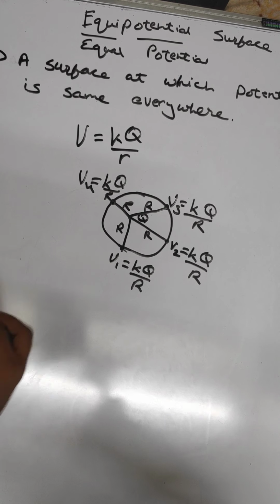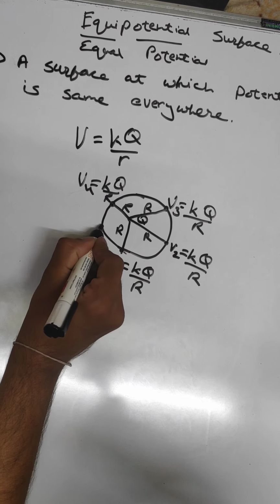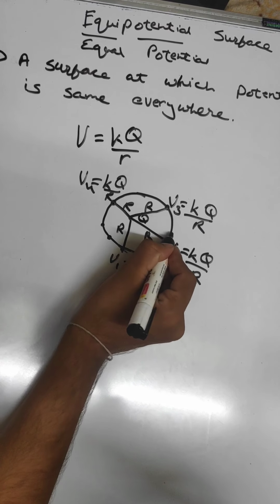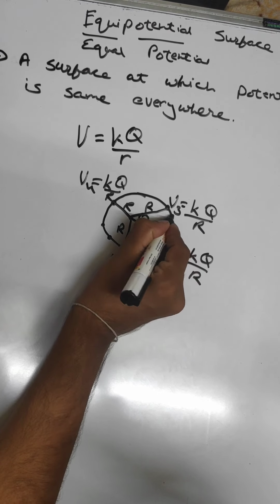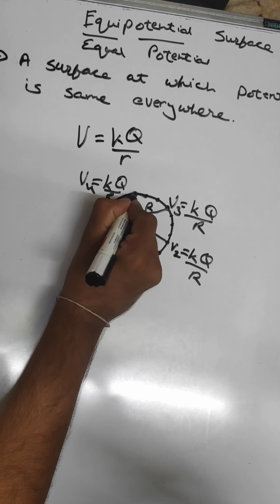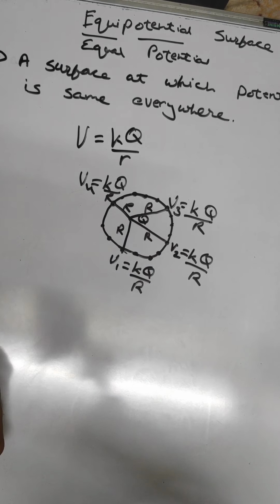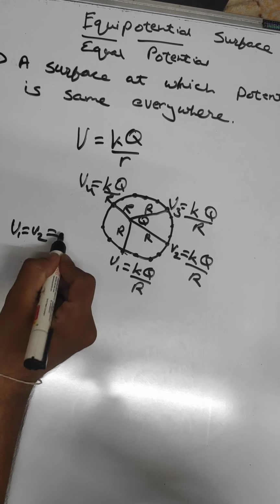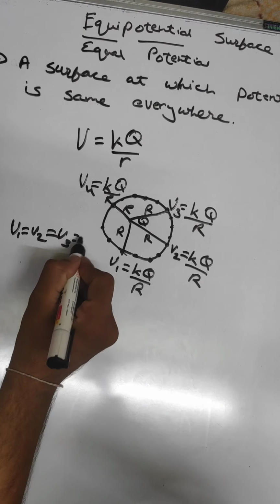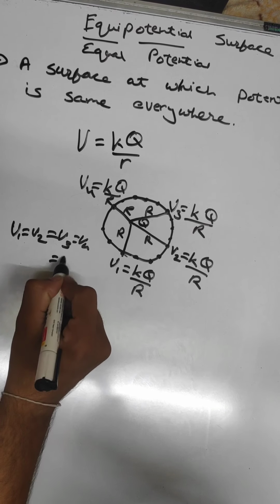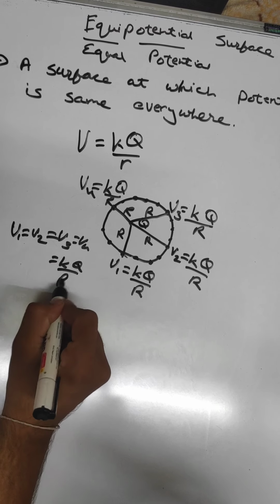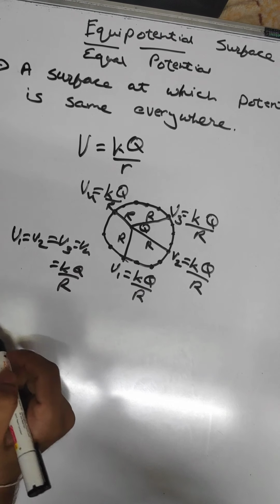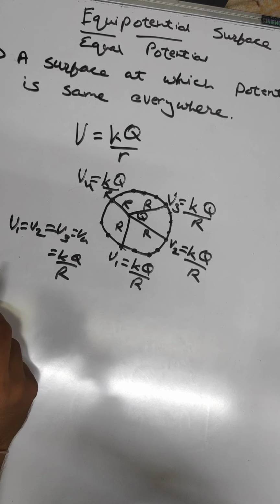So if you find the potential at any point on this surface, let us take an infinite number of points, the potential at each and every point will be equal. So I can write V1 equals V2 equals V3 equals V4, which will be equal to kq by r. So I can say that this circular surface is an equipotential surface.